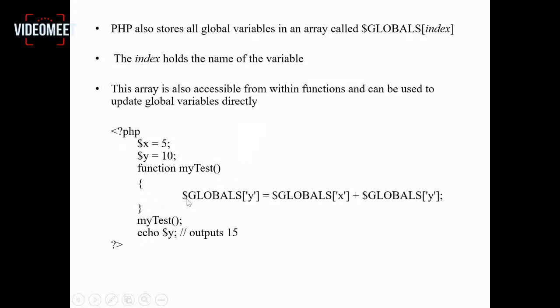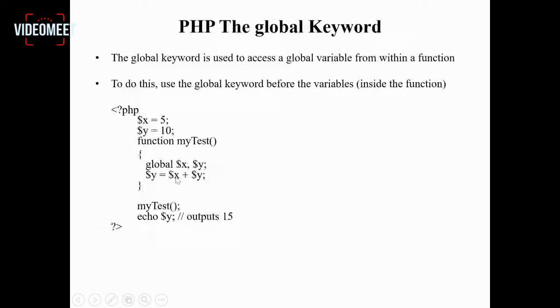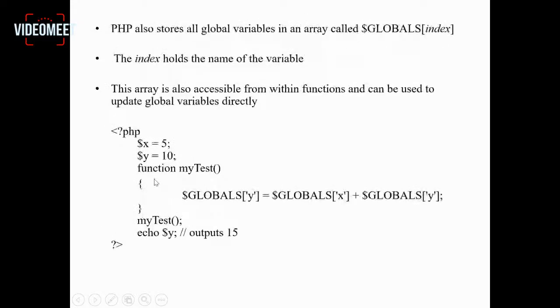So $GLOBALS of y, the name must be put inside a single quote or double quote. So we can access them like this: $GLOBALS of y is equal to $GLOBALS of x plus $GLOBALS of y. So this is the same as this one operation: x plus y is assigned to y. So here also the x value and y value are added and the result is stored in y. But instead of accessing them directly using their variable names, we are accessing them using this $GLOBALS array.